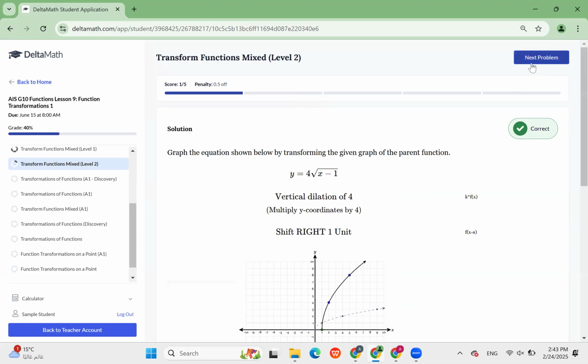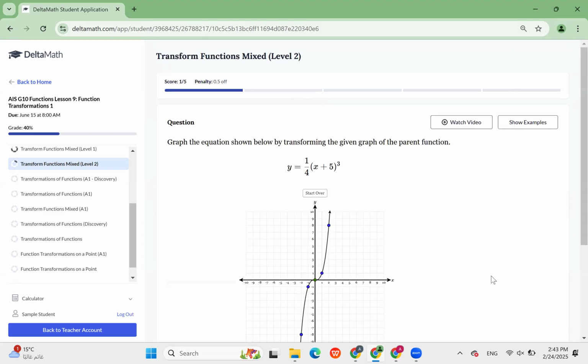Let's try another one. Here we have two changes as well. We have 1 over 4, and we have plus 5. The plus 5 means that the x becomes x minus 5, and the y will be 1 over 4y. These are the changes here.